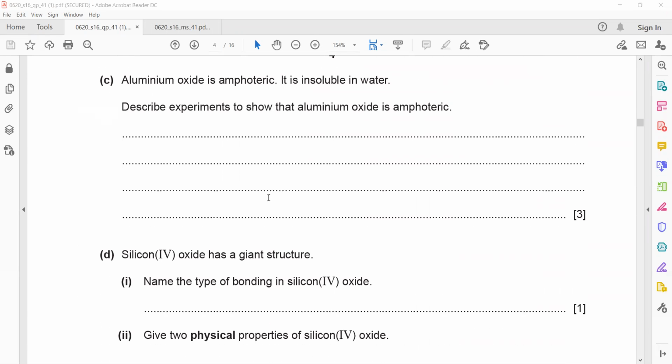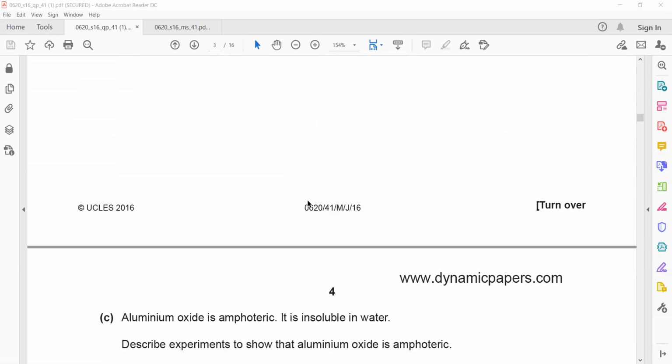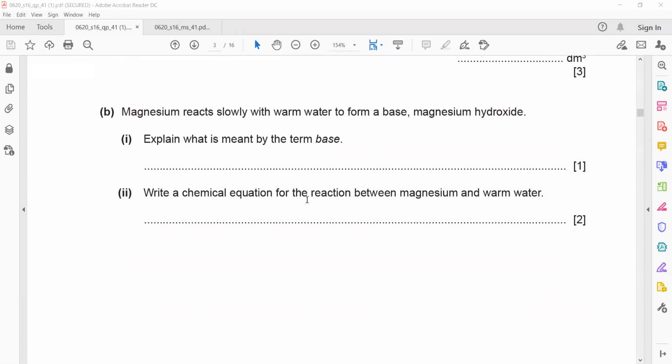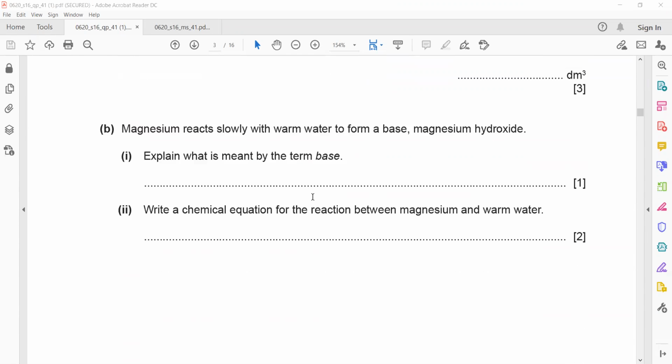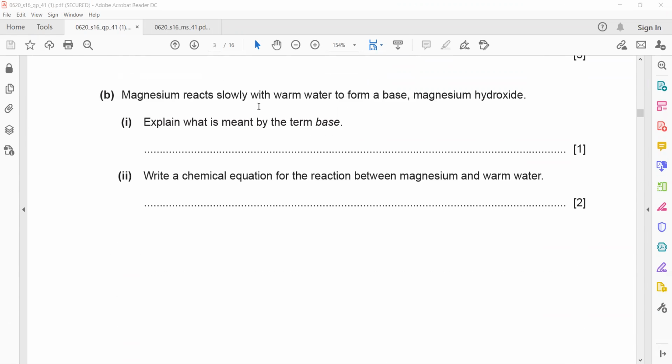Question 2 is about moles, part A and B. Part A is about moles. What about part B? Magnesium reacts slowly with warm water to form a base, magnesium hydroxide. Explain what is meant by the term base. How do you define the term base?